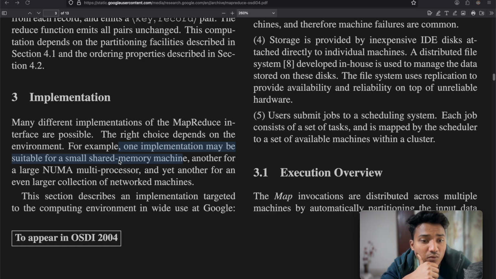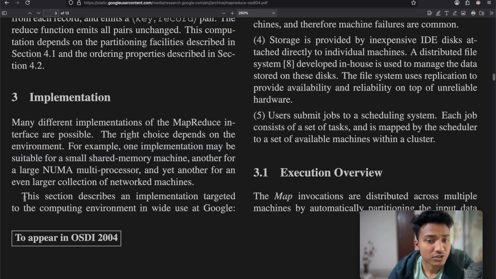Now the thing is, MapReduce doesn't mean that it always has to be on a distributed system. It could even be on your commercial laptops. So that's good to know, that it's an abstraction over pretty much anything of any scale. It's just that we have to swap out the implementation, I guess.